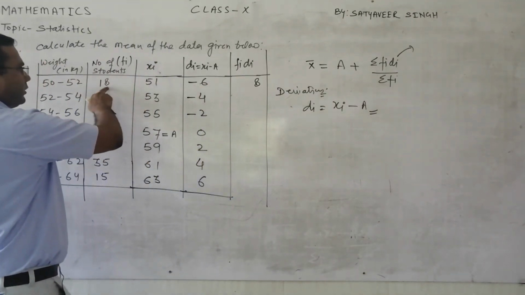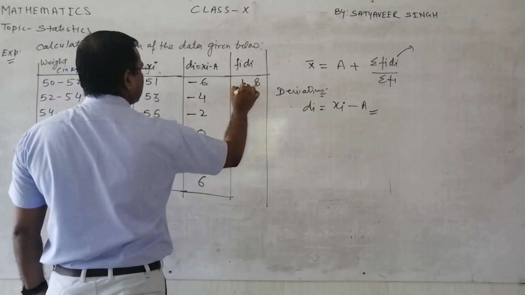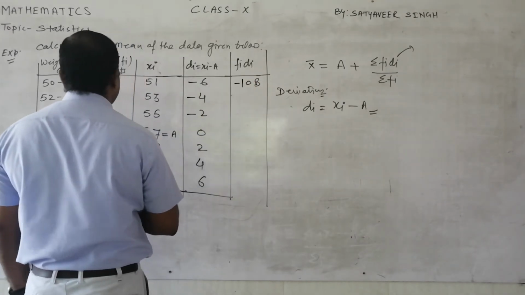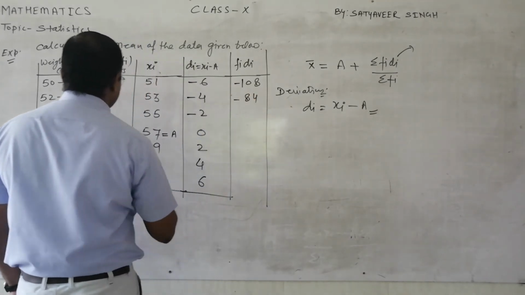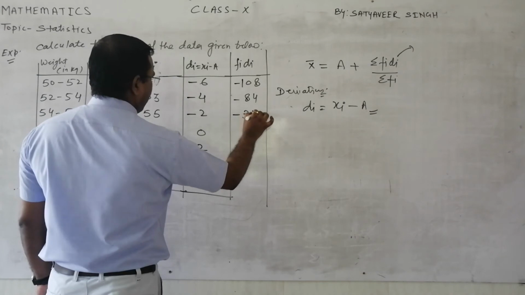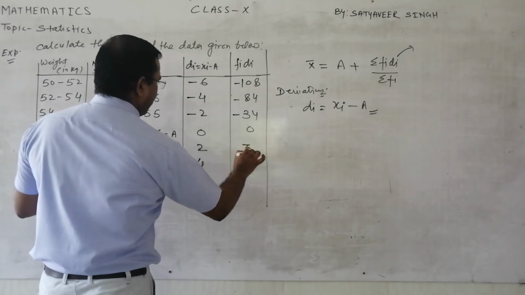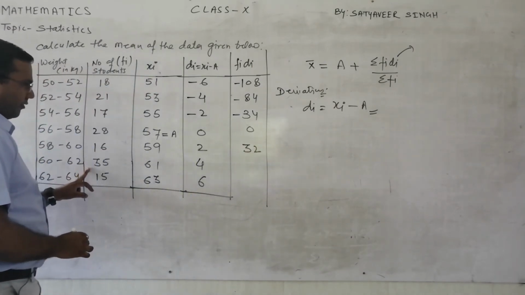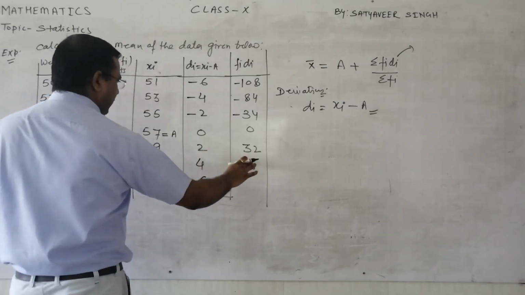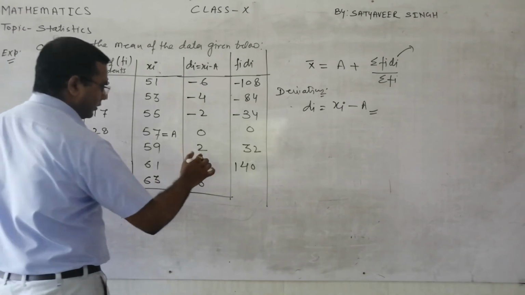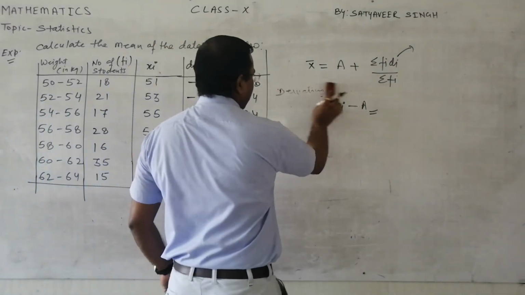Eight 6s are 48, 8 carry 4. So we got minus 108, and here we got minus 84, and here minus 34, then 0, and then here we got 32, and here 35, 2 just 70, so it is 140. And then next you will see 15 times 6 is 90. So this is how we got fidi.